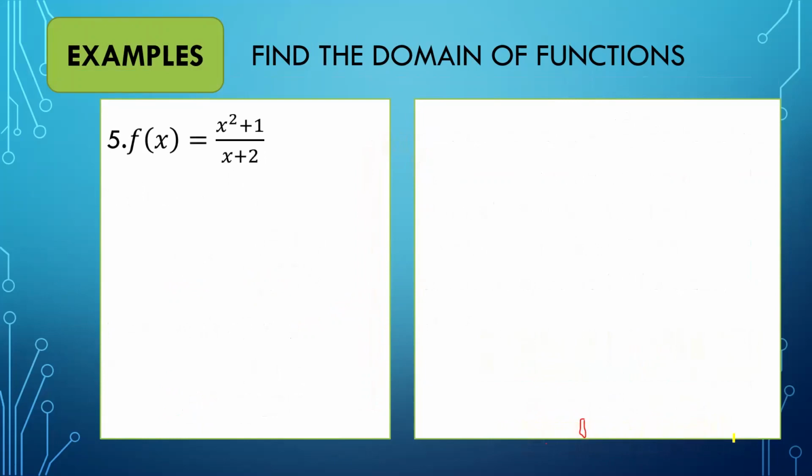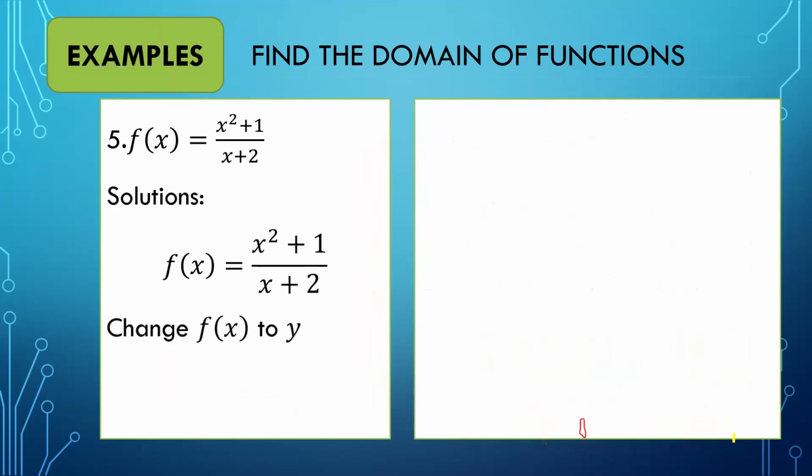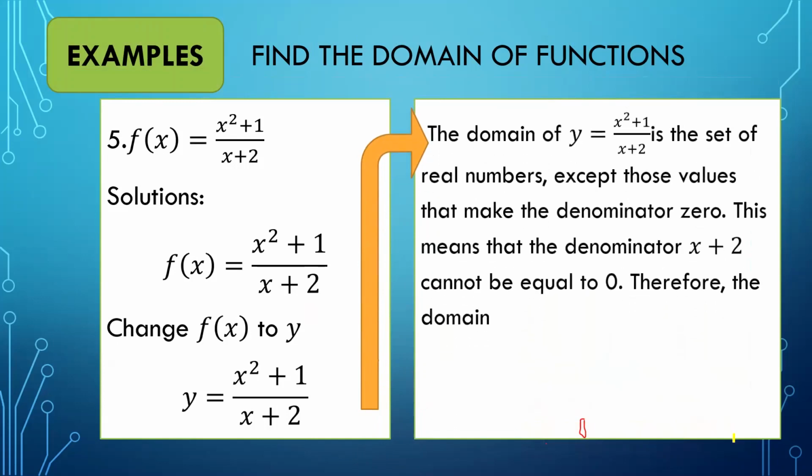So next we have number 5. Find f of x is equal to x squared plus 1 all over x plus 2. I mean, find the domain of the given functions. So still copy the given, then change f of x to y. So we have y is equal to x squared plus 1 all over x plus 2. So the domain of the given function is the set of all real numbers except those values that make the denominator 0. This means that the denominator x plus 2 cannot be equal to 0.